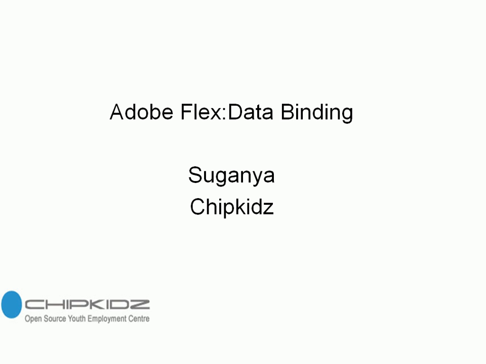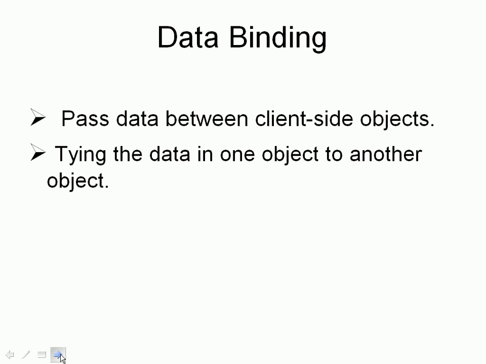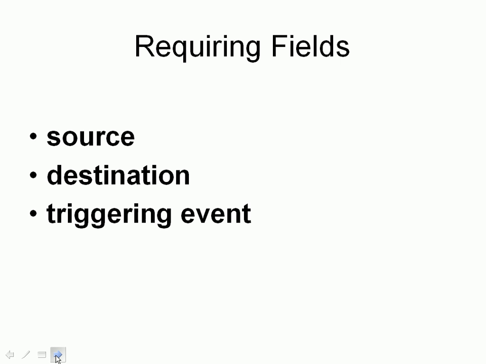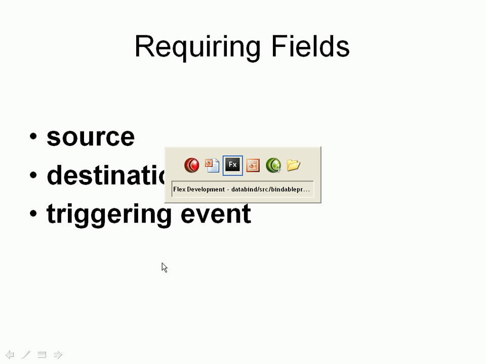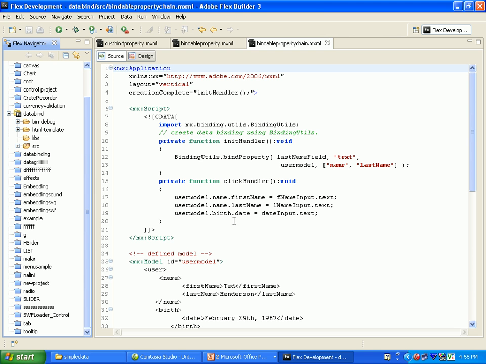First of all, data binding is used to pass data from one object to another object. Mainly, it passes the data between the client-side objects and ties the data from one object to another object. Two fields are required: source and destination, and then a triggering event. This is a sample program for data binding.